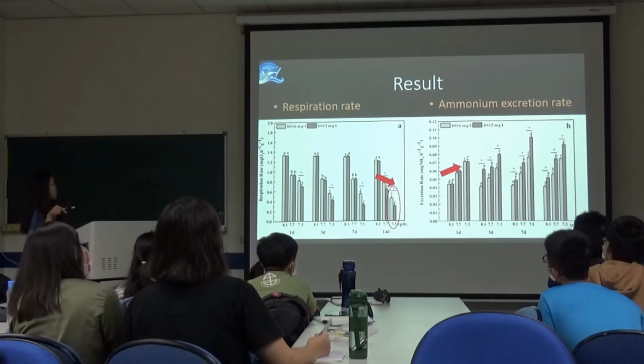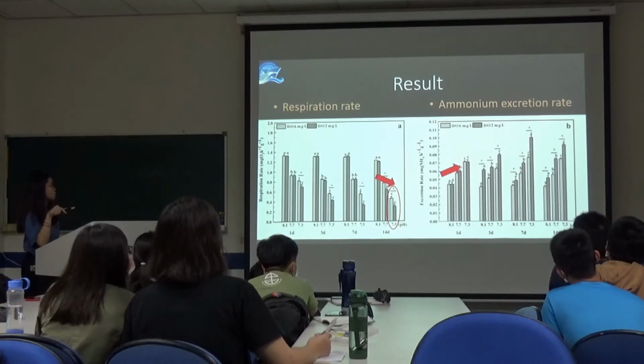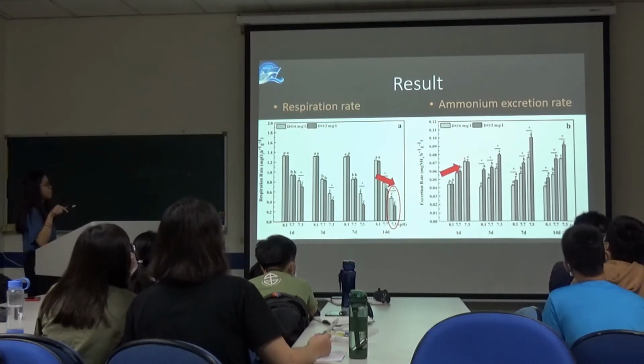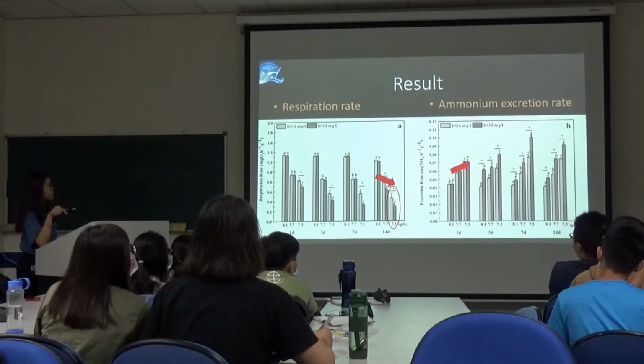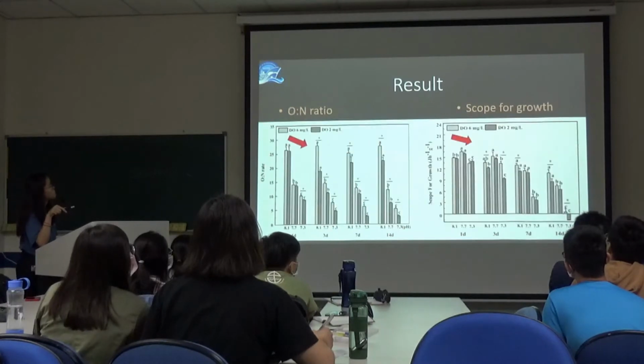And the lowest value is also in the lowest pH and the lowest dissolved oxygen on the last day. But the ammonium excretion rate is in contrast to the parameter that we just mentioned before. The value increases with a decreasing pH and a decreasing dissolved oxygen as the time progresses.